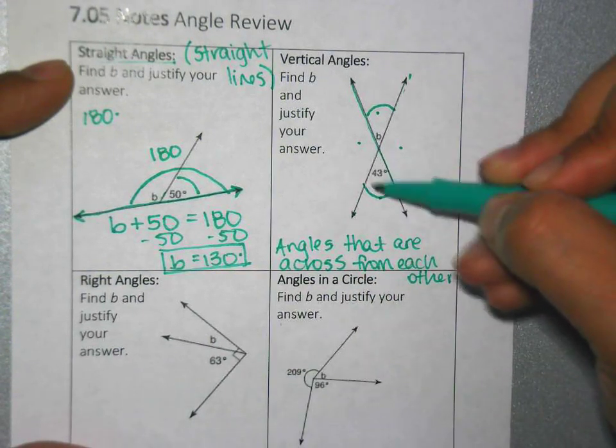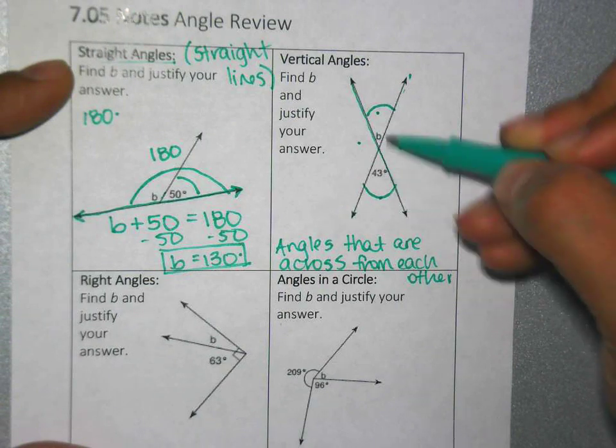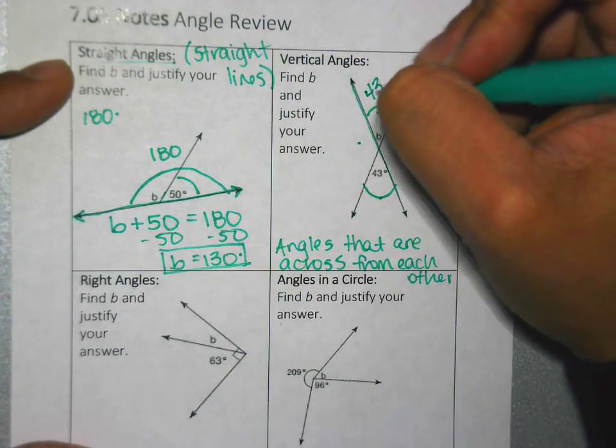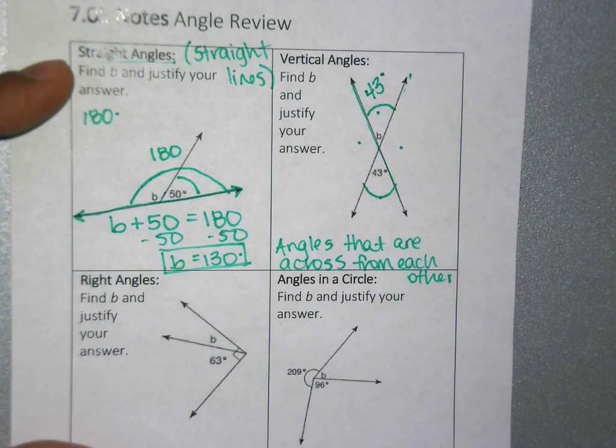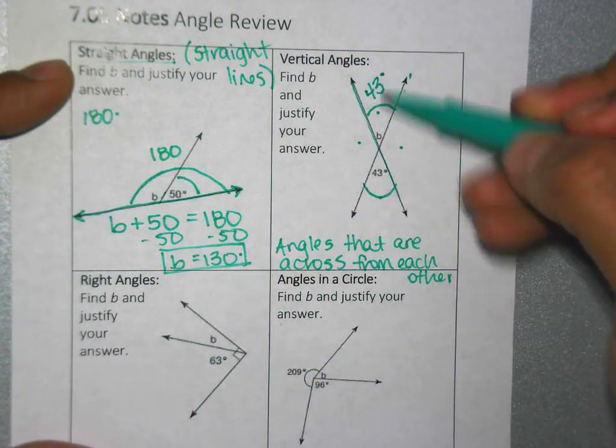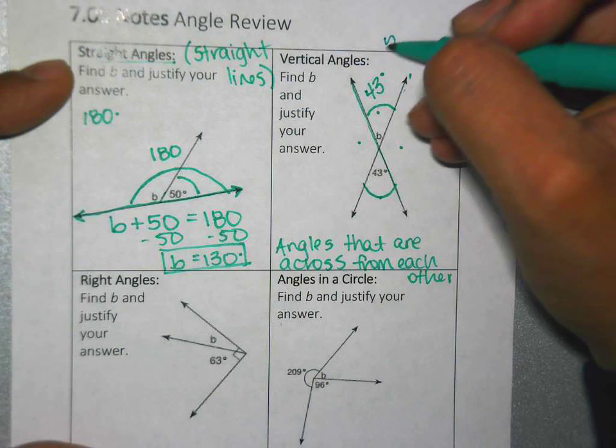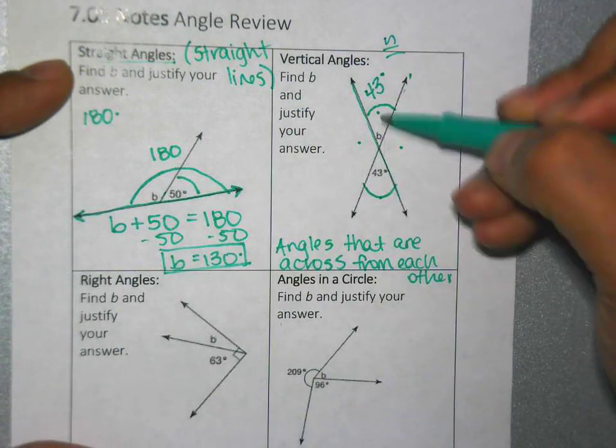Therefore, if this is 43 degrees, B is also 43 degrees. So you'll see that vertical angles are really easy because they're congruent, and it can give you really quick insight into what another angle is.